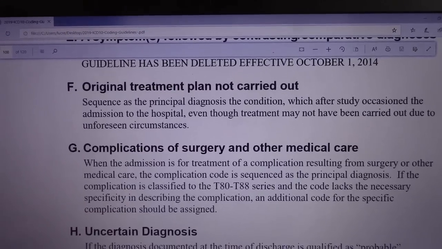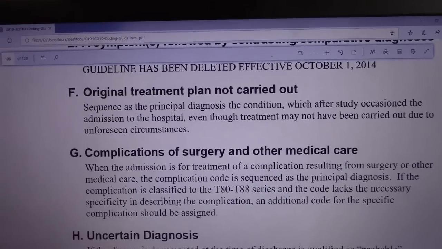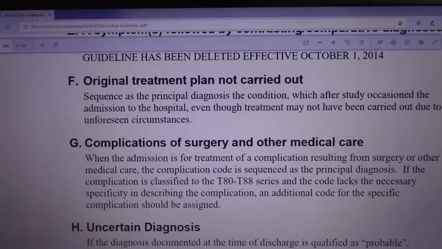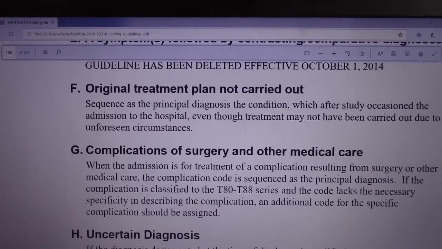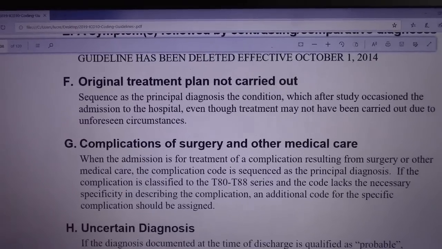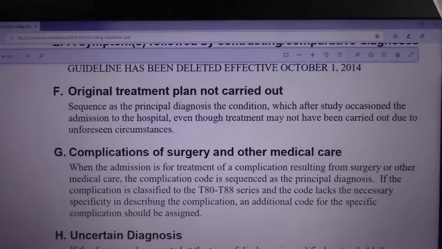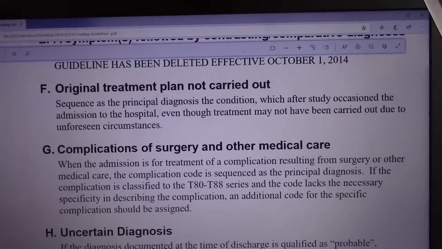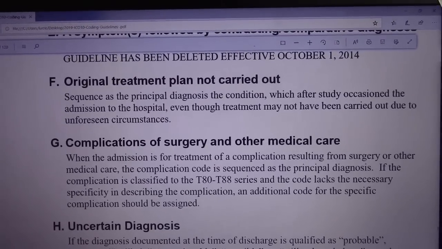For example, fibroid tumors. Patient comes in to have an elective hysterectomy to remove the uterus in hopes of getting rid of the fibroid tumors. Well, when they get there to do the elective hysterectomy and the equipment for some reason doesn't work, then the principal diagnosis still remains the same. The patient came in for an elective hysterectomy for fibroid tumors. So fibroid tumors is still the principal diagnosis.